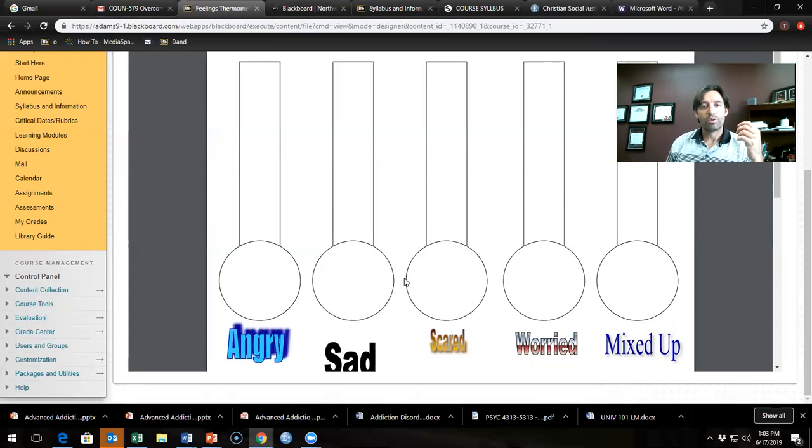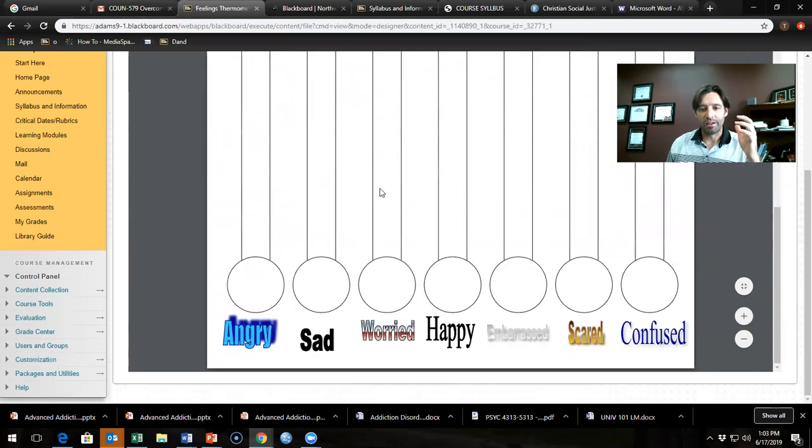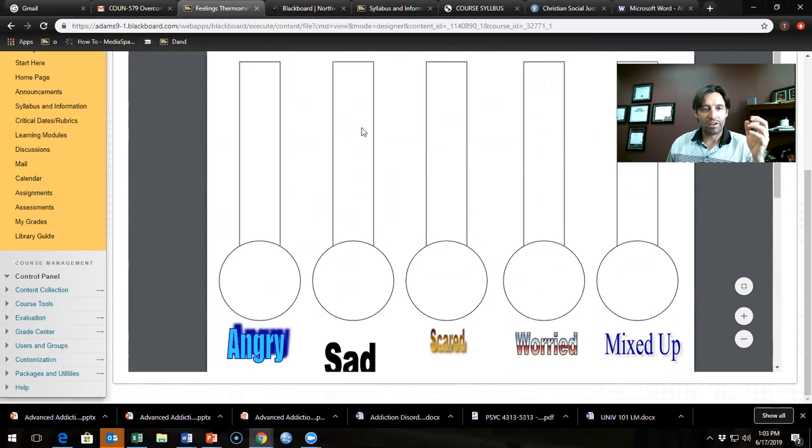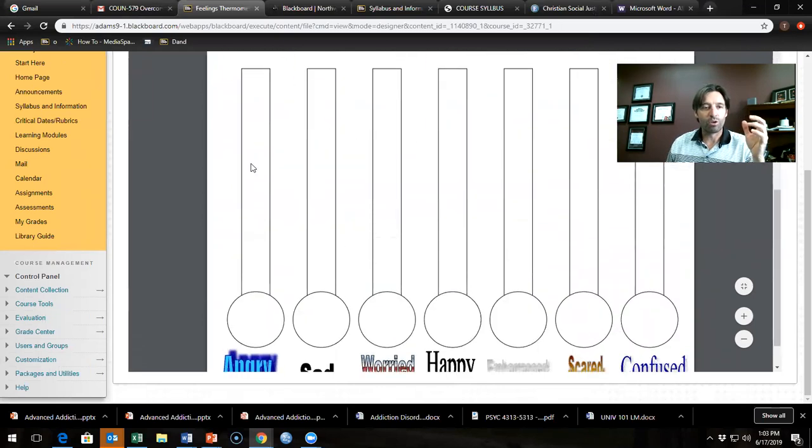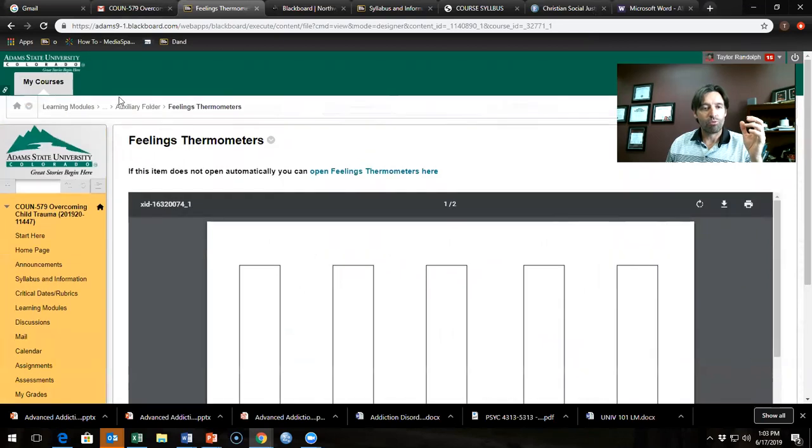That was pretty low. They can rate those emotions, and they color them in like the mercury rising in a thermometer. So you can add these, and you can obviously change this up. You don't have to use these 5 or these 7 or 8 emotions here. Let me move back to the contents here.